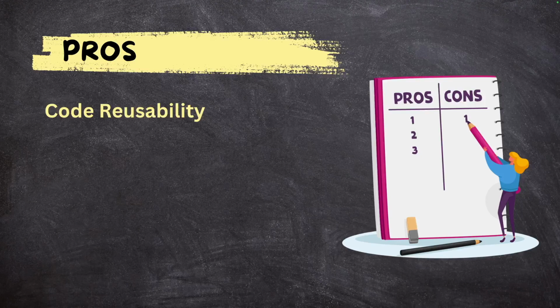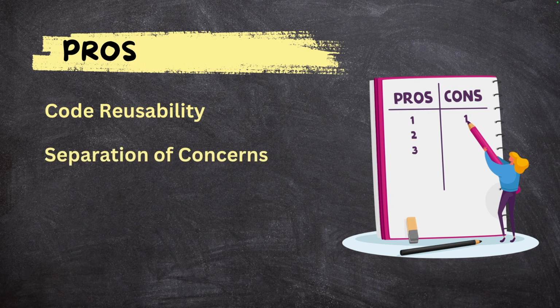The first pro is code reusability. Custom hooks allow us to extract and reuse stateful logic across multiple components, and this promotes the DRY, or do not repeat yourself, principle and reduces code duplication. The next one is separation of concerns. Since we are encapsulating the logic into the custom hook, our components become simpler and focus on rendering UI, as the majority of the logic is handled by the hooks.